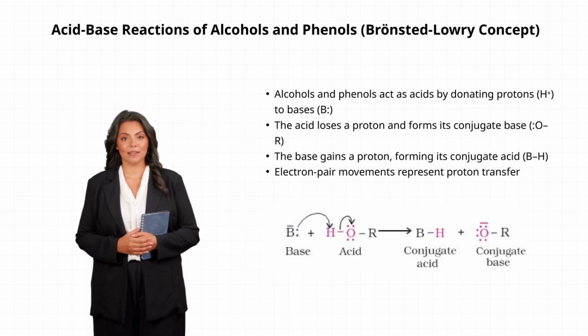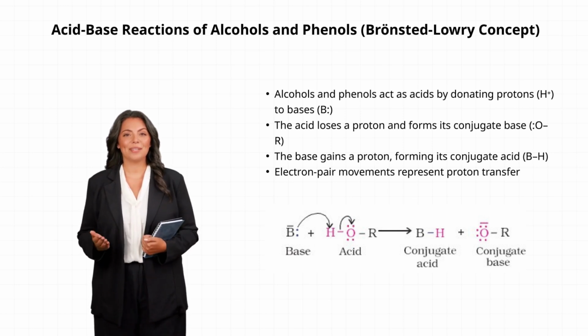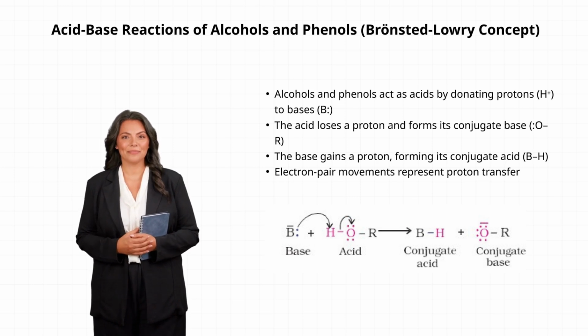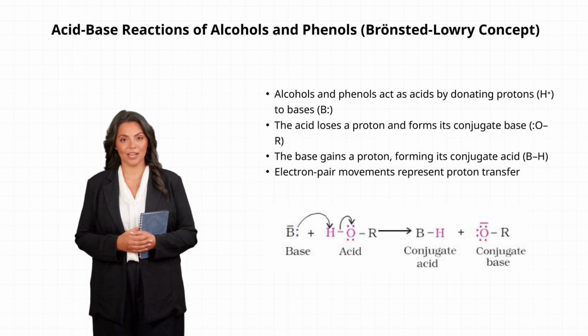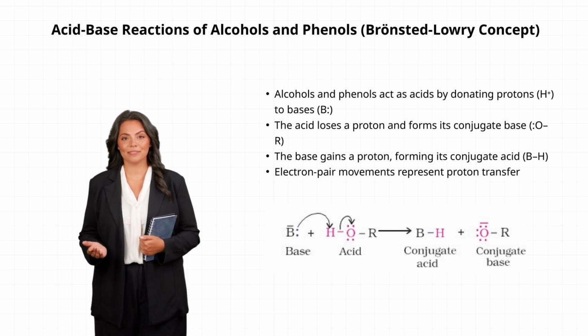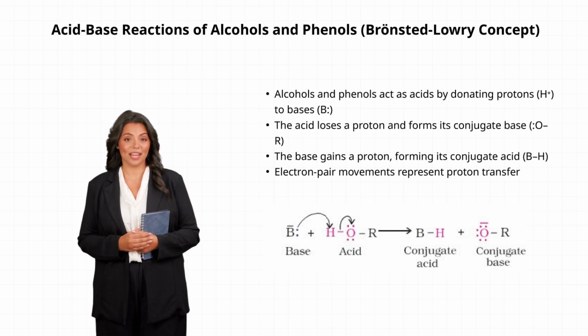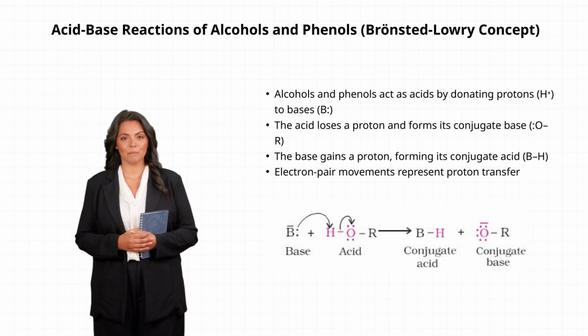Continuing our journey through the chemistry of alcohols and phenols, let's frame their acidity within the Brønsted-Lowry acid-base theory. The diagram before you beautifully illustrates this fundamental concept. Here, B represents a base, a molecule or ion capable of accepting a proton, indicated by the colon showing a lone electron pair. The acid, HOR, has the all-important proton bonded to oxygen. When the base approaches, its electron pair attacks the proton on the acid.